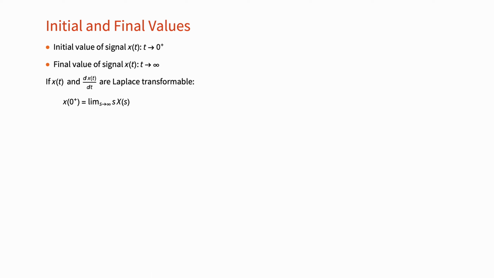Knowing the Laplace transform of a signal, we can get the initial value and the final value of the signal. The initial value theorem states that if x of t and its derivative are both Laplace transformable, then the initial value of x at 0 equals the limit of s times X of s when s goes to infinity, provided that the limit exists, of course. Also, taking the limit when s goes to 0 gives the final value of x of t, provided that s times X of s has no poles in the right half plane or on the imaginary axis.